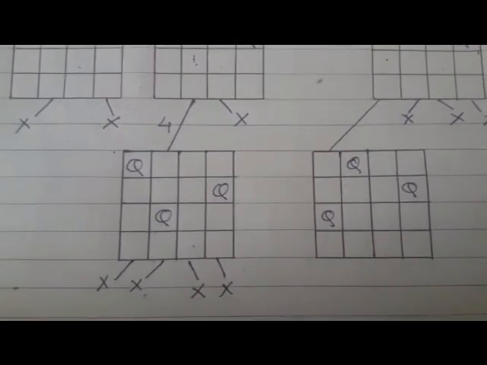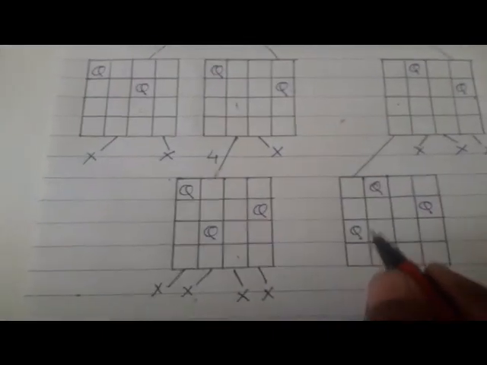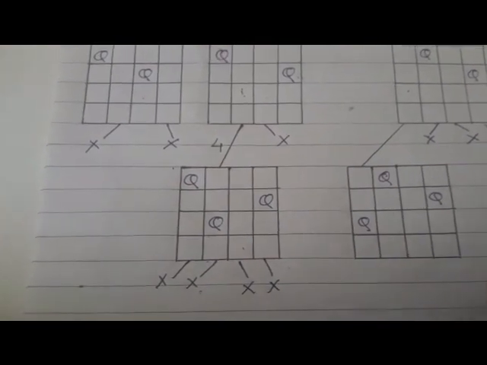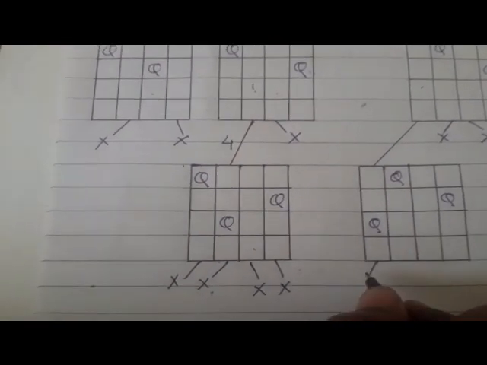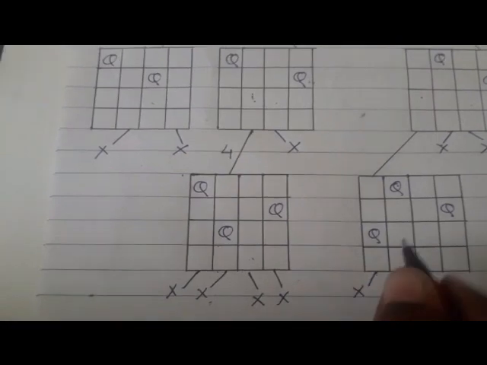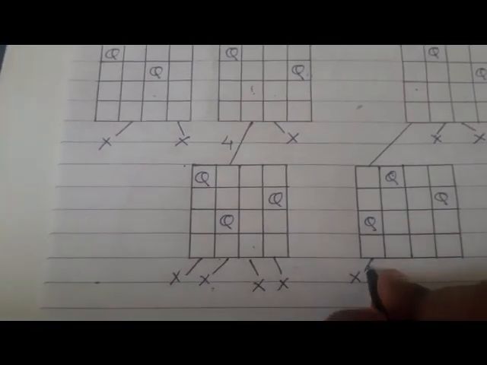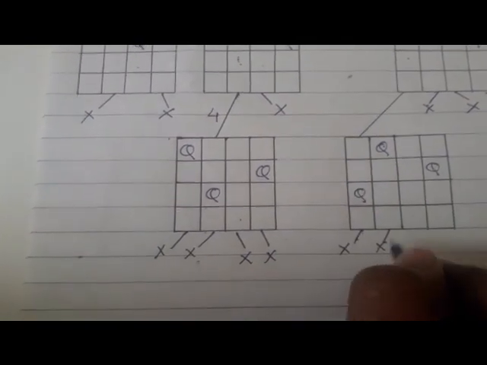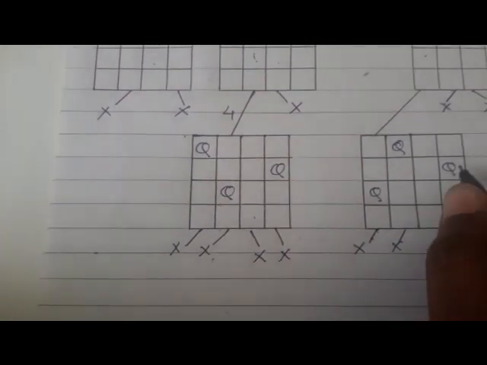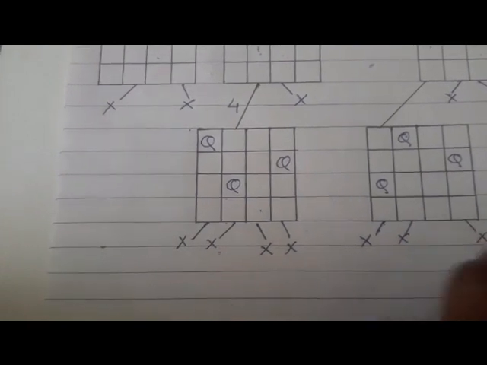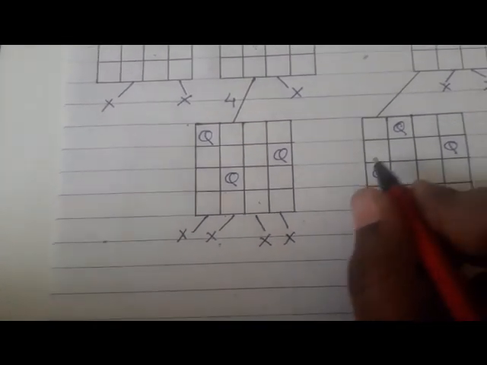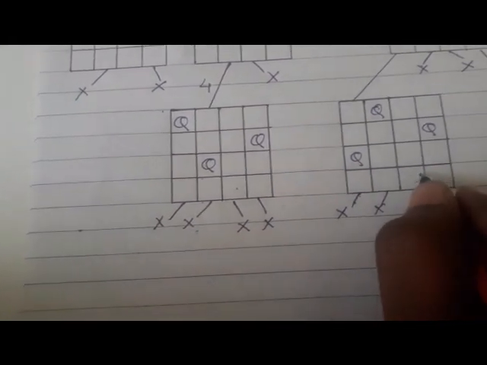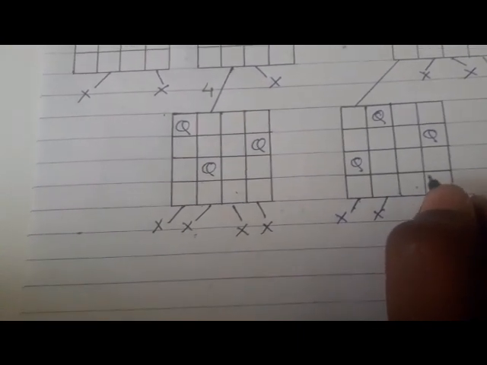To place the fourth queen in the fourth row: in the first column, we can't write it here. In the second column, the first queen is present. In the fourth column, the fourth queen is present. Here no queens can attack, so we can write the fourth queen here.